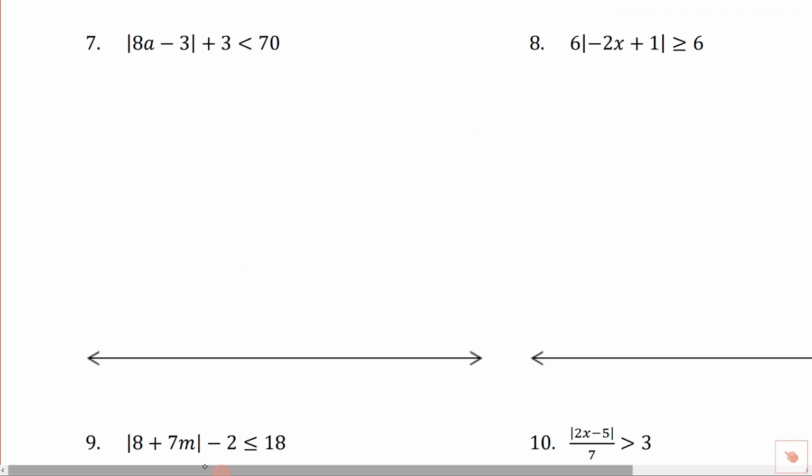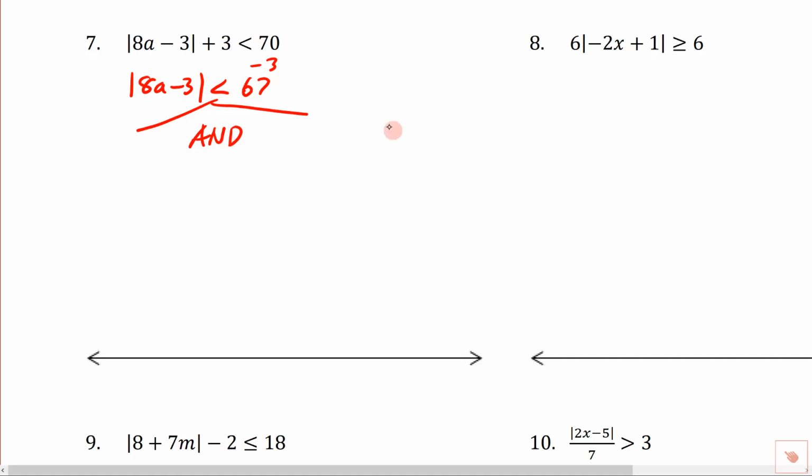Okay, I've pulled up the assignment. This is problem number 7. It's on the back side. The instructions are the same. We're supposed to solve this, graph the answer, and then write the answer in interval notation. So let's go ahead and take a look at this problem here. You'll notice that it's not isolated right now, so we do need to isolate it. So I'm going to go ahead and subtract 3. So this is going to be absolute value of 8a minus 3 less than 67. This is a less than, so when I break this into two cases, the word that connects the two of these is going to be an and.